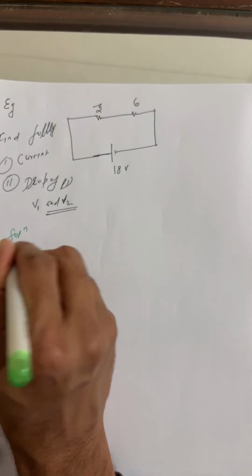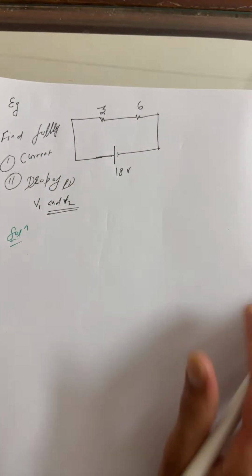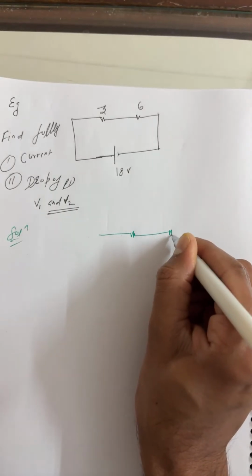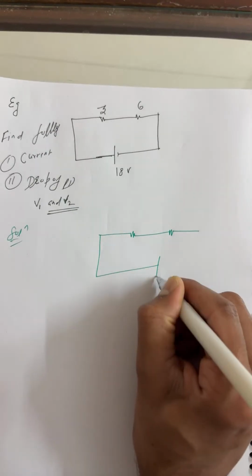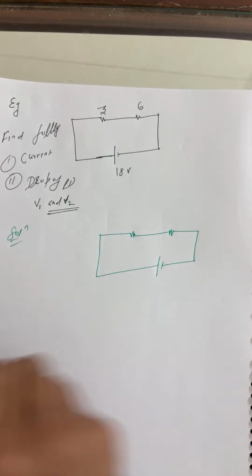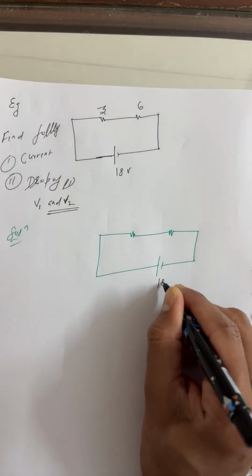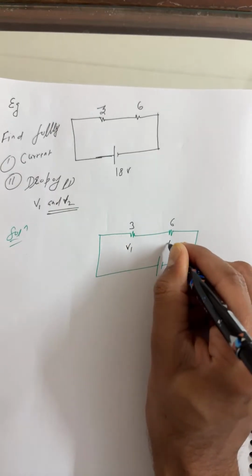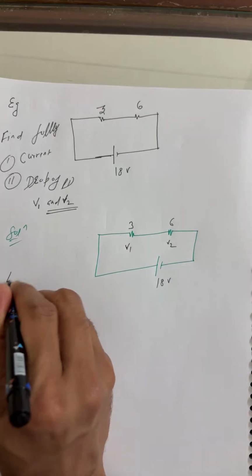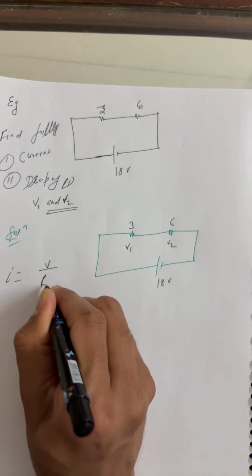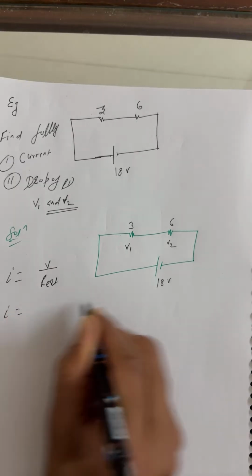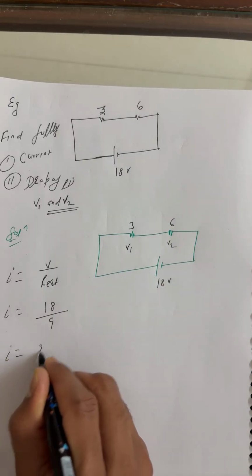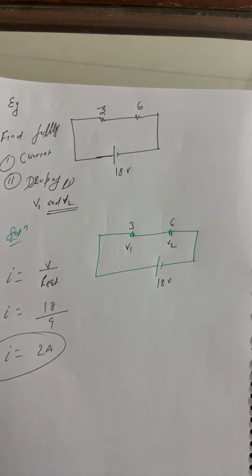I'll better solve it here. That is the circuit for the question diagram. Now students, you can say this is 3, this is 6, this is 18, with V1 and V2 across the resistors. First we have to find I. I is V upon R equivalent. R equivalent is 6 plus 3, which is 9. I equals 3 ampere.